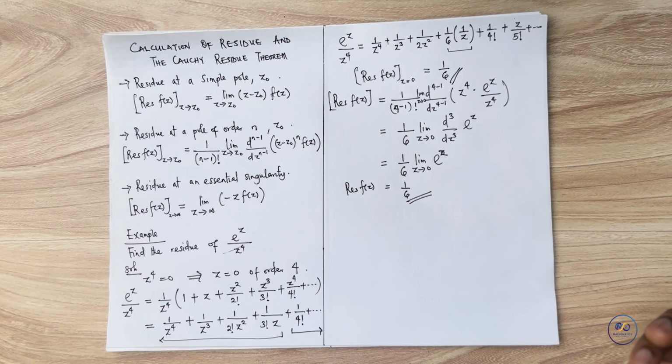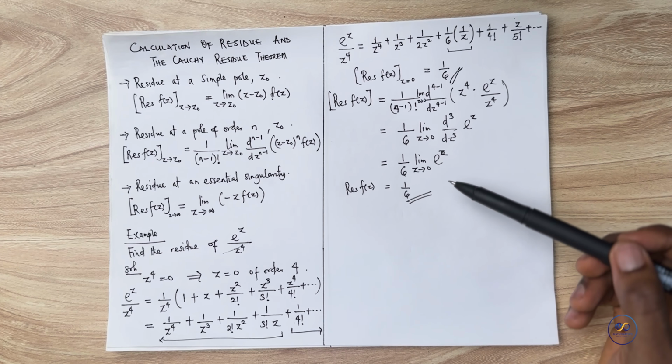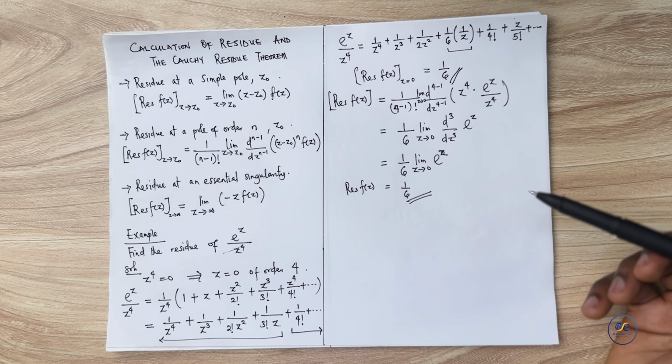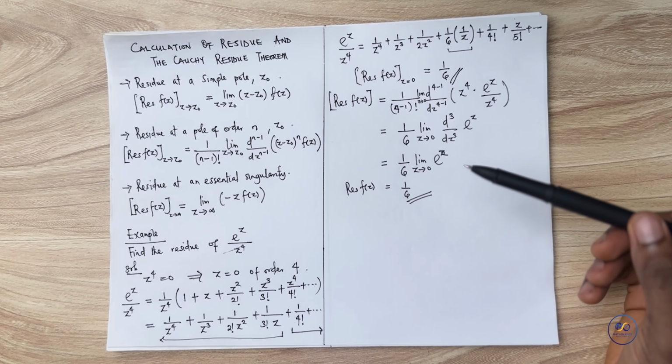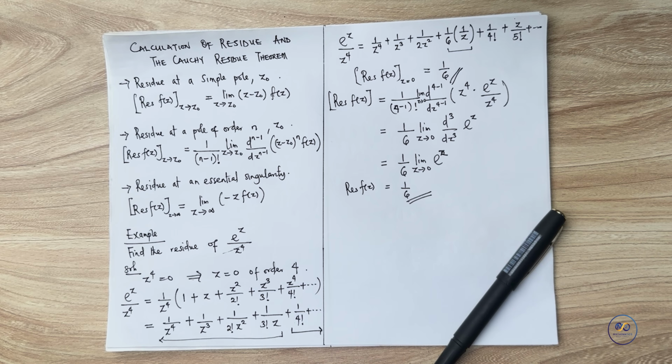So what have we noticed? We see that from the Laurent series, we got 1 over 6. From the formula, we also got 1 over 6. So that tells us instantly that we can find the residue of a function at a particular pole using the Laurent series generated by that function.